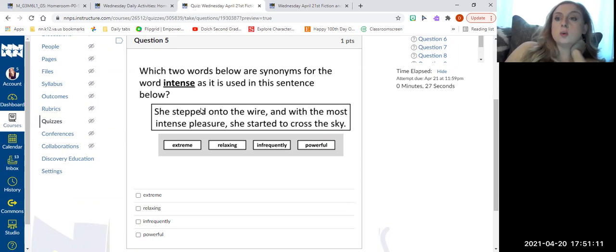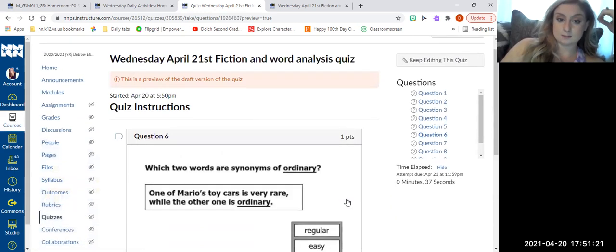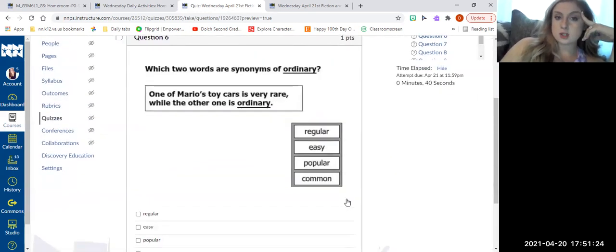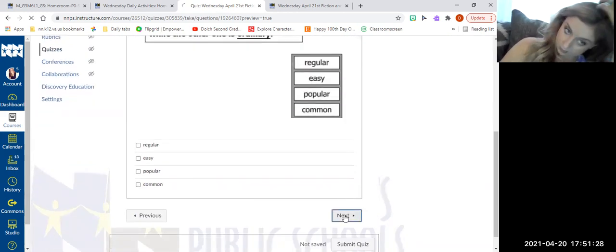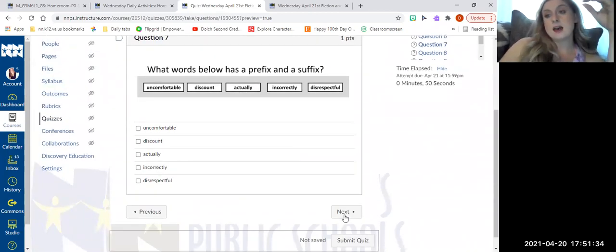It says, which two words, so you're looking for two words, are synonyms for the word intense. So you're going to read the sentence and see which words are synonyms. That means the same. Which two words are synonyms for ordinary? Same thing, more than one answer. What words below has a prefix and a suffix? That means that they have an affix put on the beginning and the end of the word.